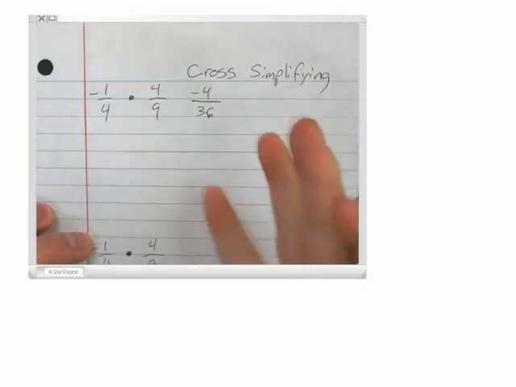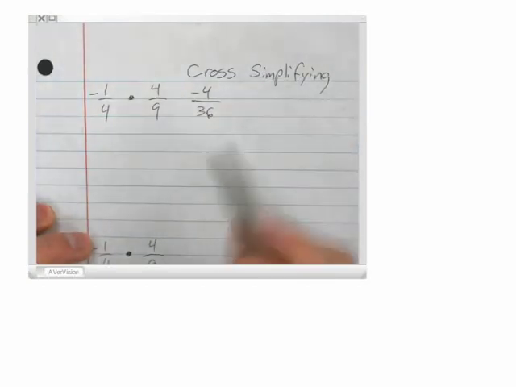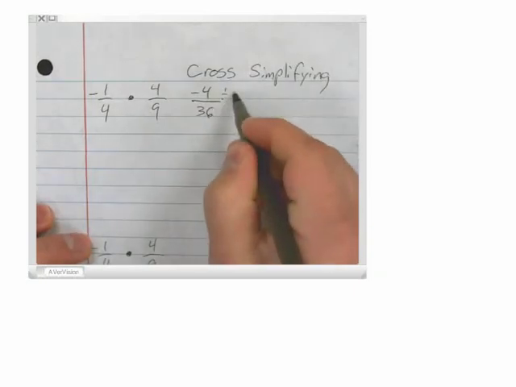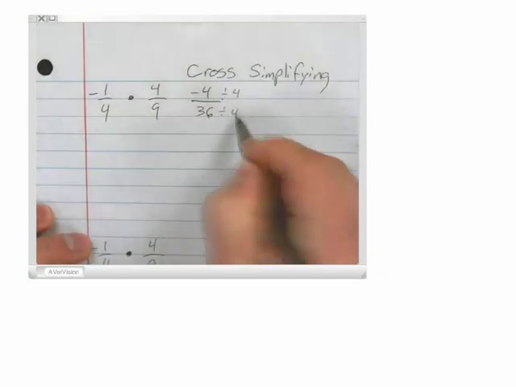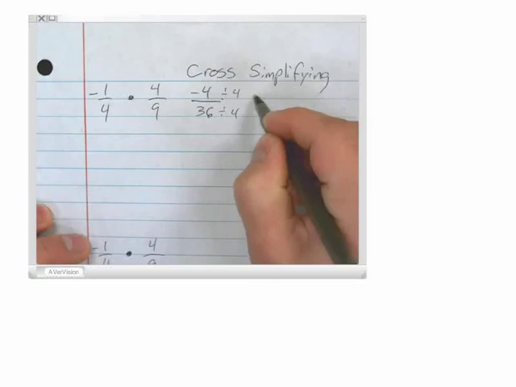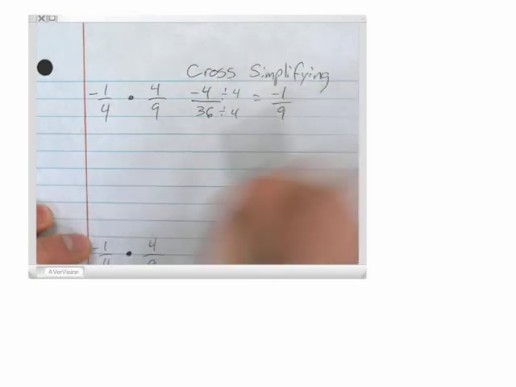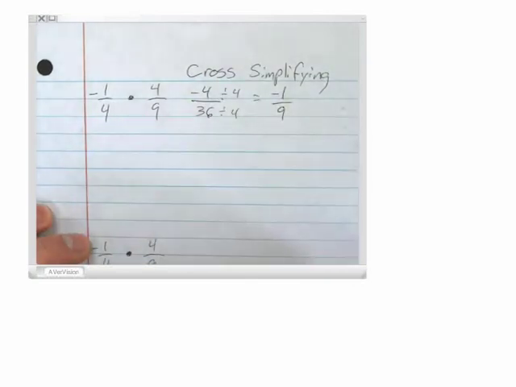Alright, so now you know that this is not simplified. We can divide both top and bottom by 4. So we'll have negative 1 and 9. 36 divided by 4 is 9. Alright, that's how you would do it normally.